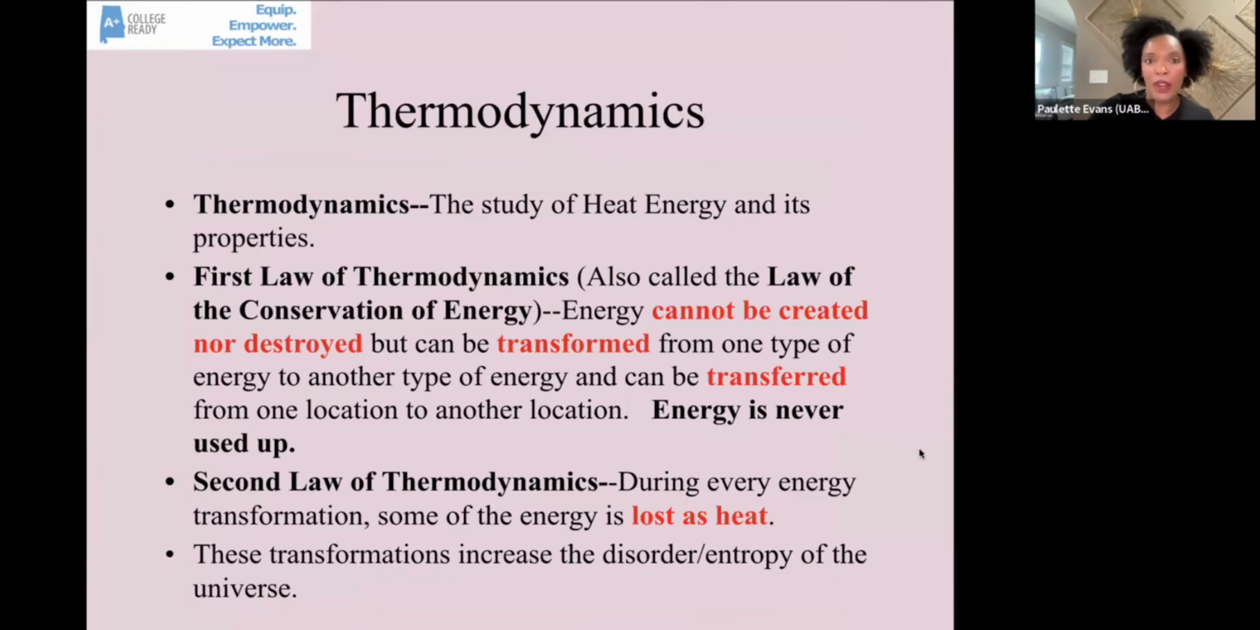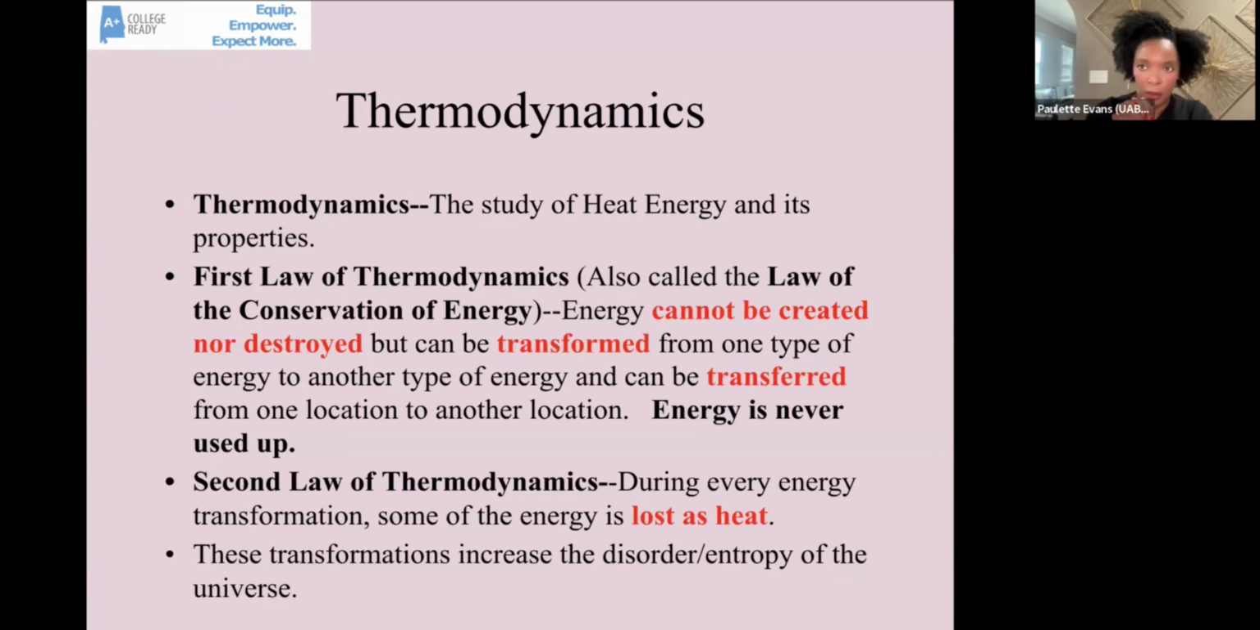All right, and here's just a summary. All right, thermodynamics is the study of heat, energy, and its properties. And be sure to capture these slides if you need to. The first law of thermodynamics, also called the law of conservation of energy, is that energy cannot be created nor destroyed, but it can be transformed from one type of energy to another type of energy. All right, and can be transferred from one location to another location.